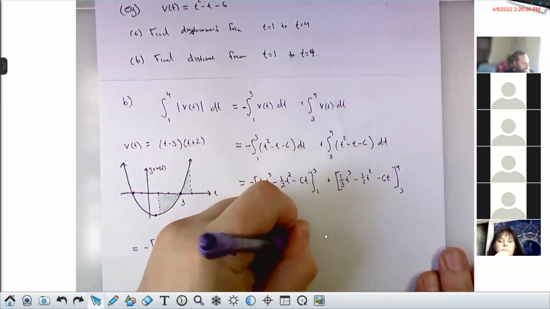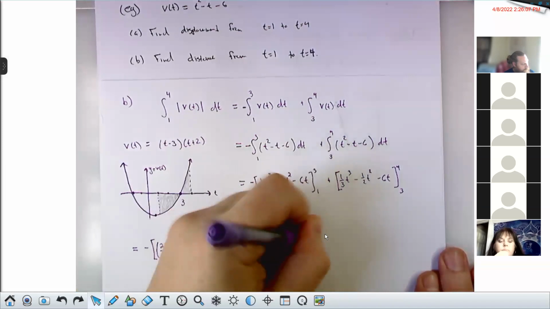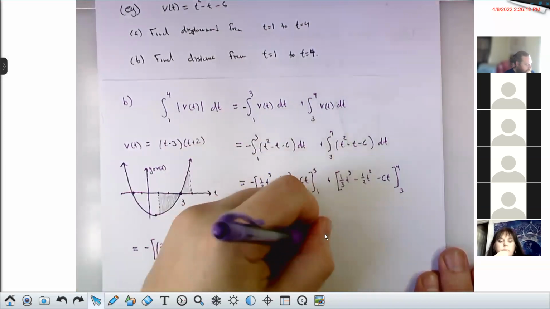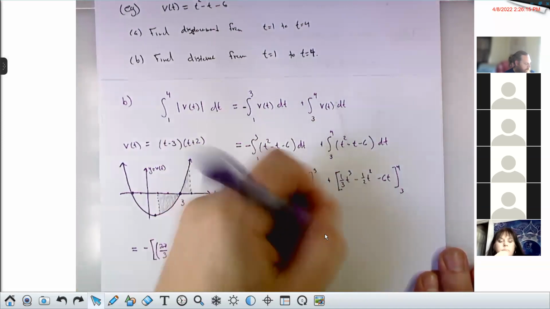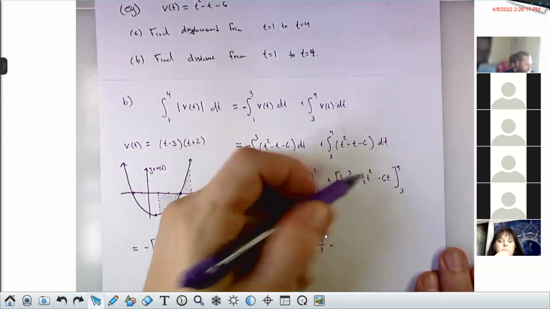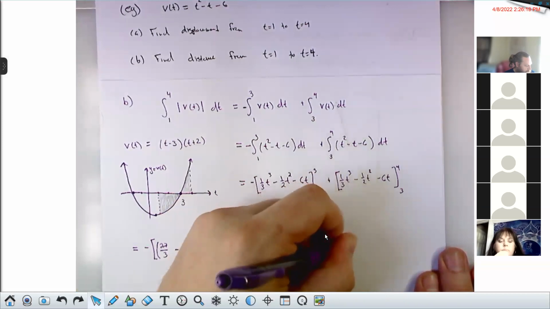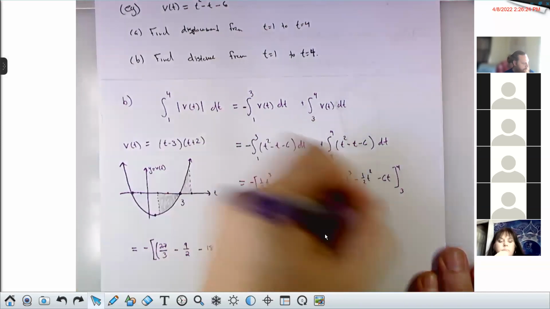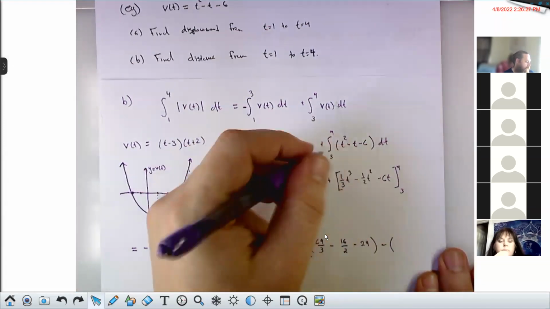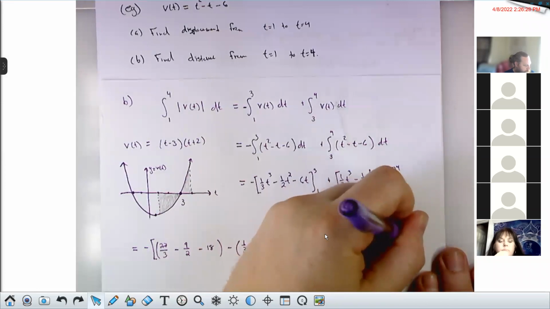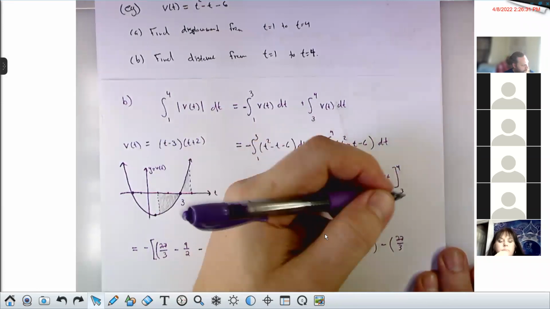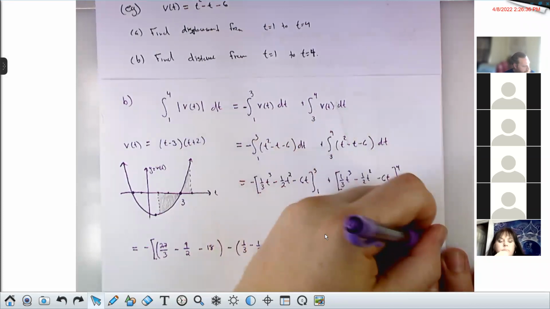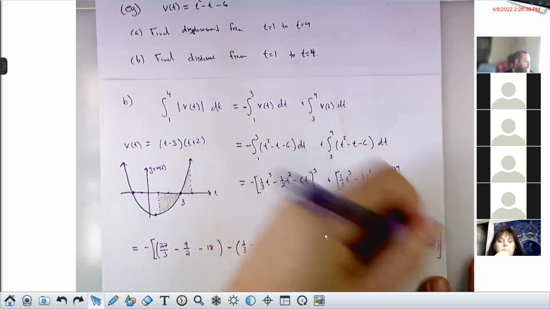And I have to add to that what I get by evaluating this at 4 and 3. So that's 4 cubed is 64 thirds again. Minus 4 squared is 16 halves. Minus 4 times 6 is 24. And from that we subtract 27 thirds minus 9 halves minus 18. Just barely enough space.